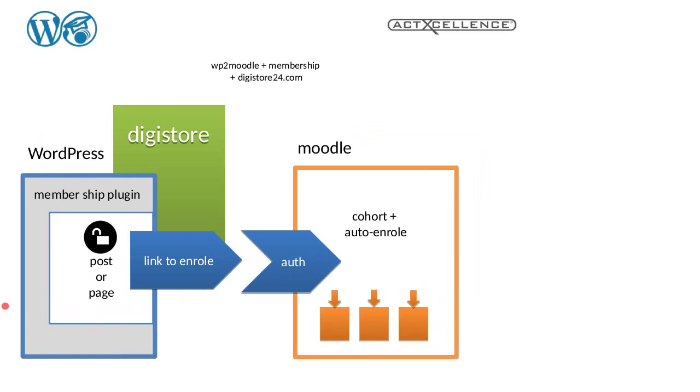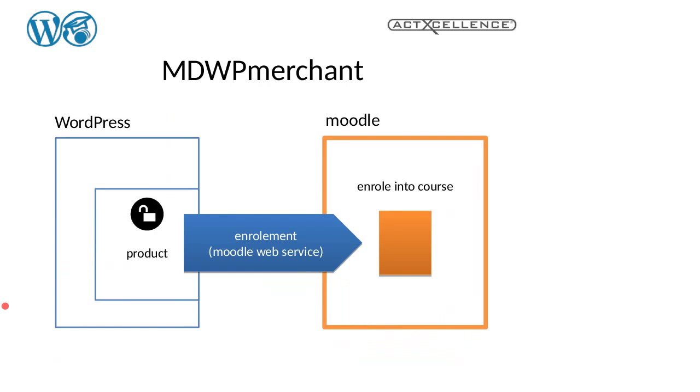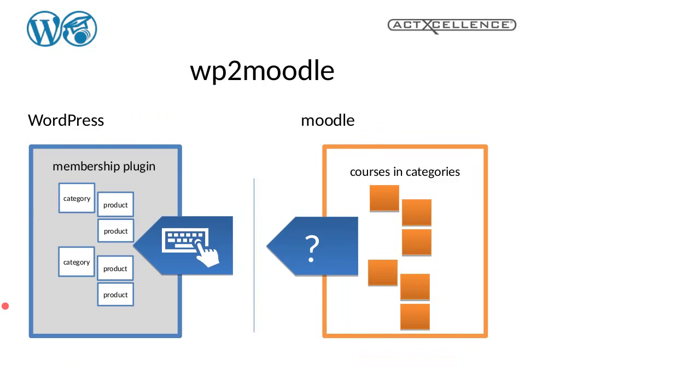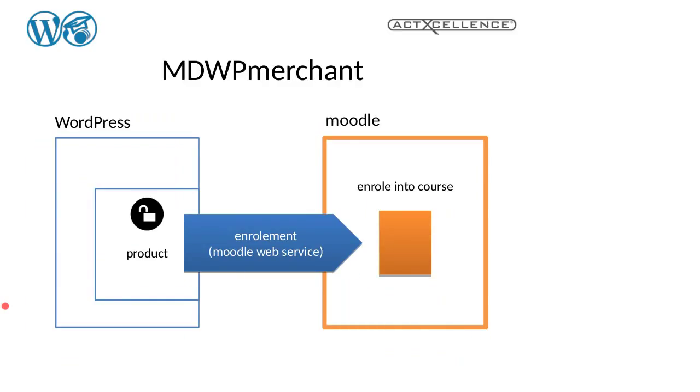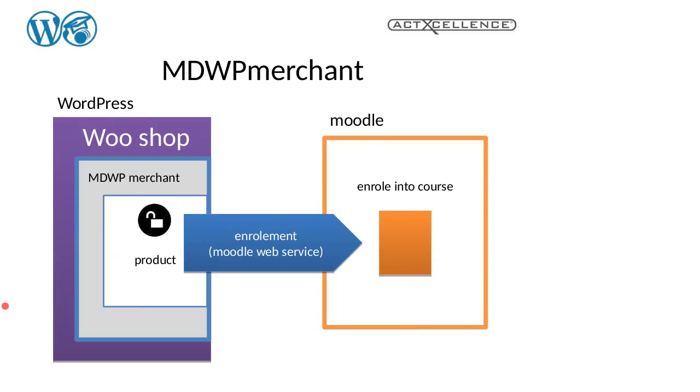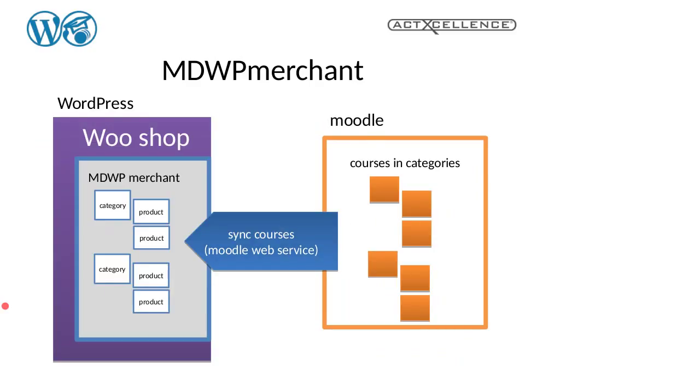And the second part was to look at the problem with this solution with WordPress to Moodle, that you cannot get the courses automatically into your WordPress shop. But with the MDWP merchant, you have the possibilities to synchronize the courses and products, and we had a presentation about that.